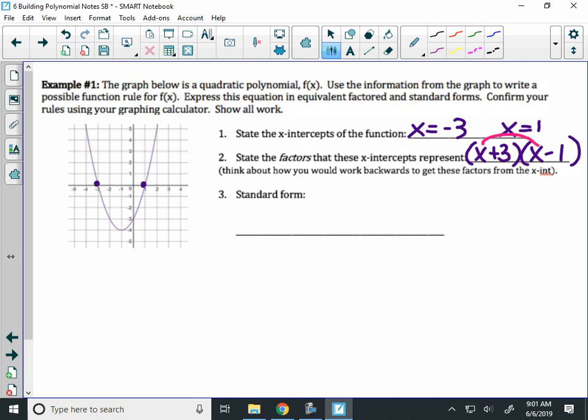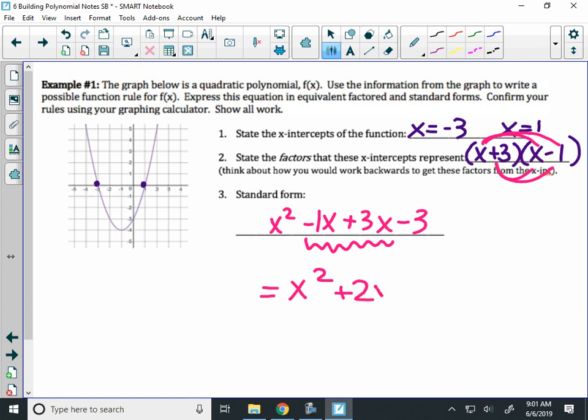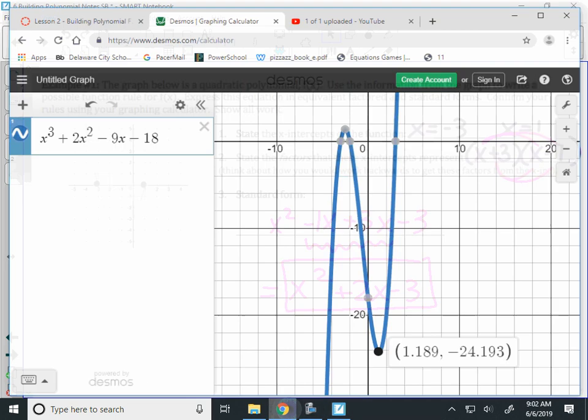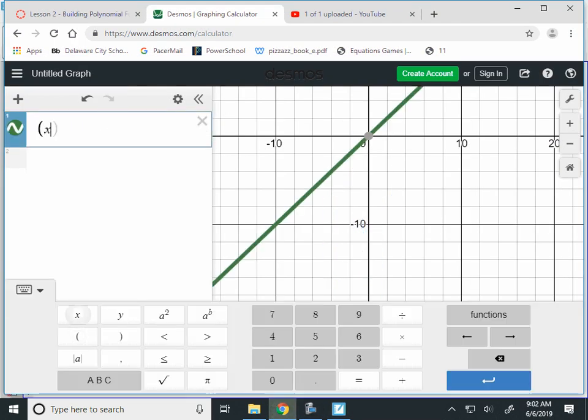So I'd have x times x, which is x squared, minus 1x, plus 3x, minus 3. Now, in order to actually be in standard form, I have to collect like terms. So I end up with x squared plus 2x minus 3. And that will be your standard form of the polynomial. If you're not sure, I'm letting you use a calculator in this unit. If you're not sure if you did things right, graph it on Desmos. Let's graph (x plus 3) times (x minus 1).